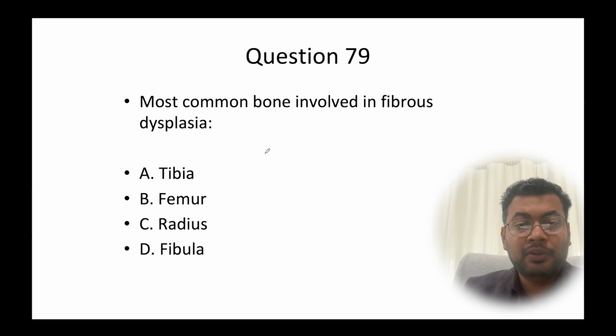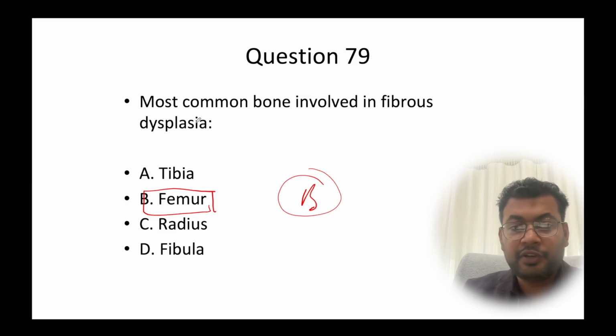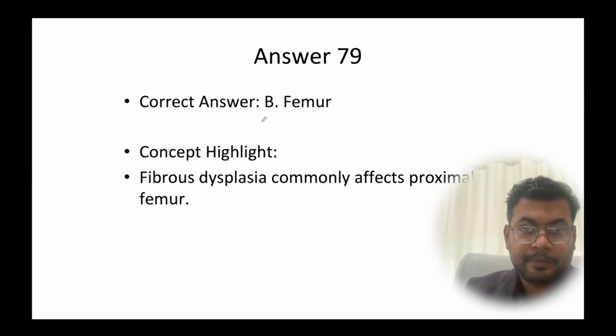Most common bone involved in fibrous dysplasia. Again the answer is B, femur. Shepherd's crook deformity is seen in femur, and the most common bone involved is femur. We can remember by this.